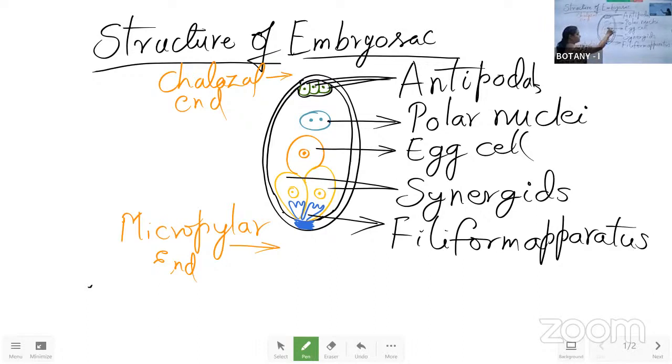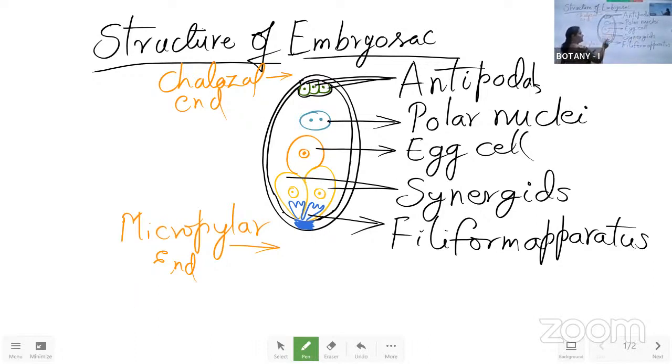Now we have to come to the description of this egg apparatus. The 2 synergids are placed at the micropylar end, covering the egg cell behind them. Like this, the egg cell will be present. This is the egg cell and these are the synergids. So the two synergids will protect the egg cell that is present at the micropylar end. And these two synergids are having the finger-like inward growths from the inner membrane of the embryo sac. So that is called these finger-like appendages. Otherwise, the growths are called the filiform apparatus.